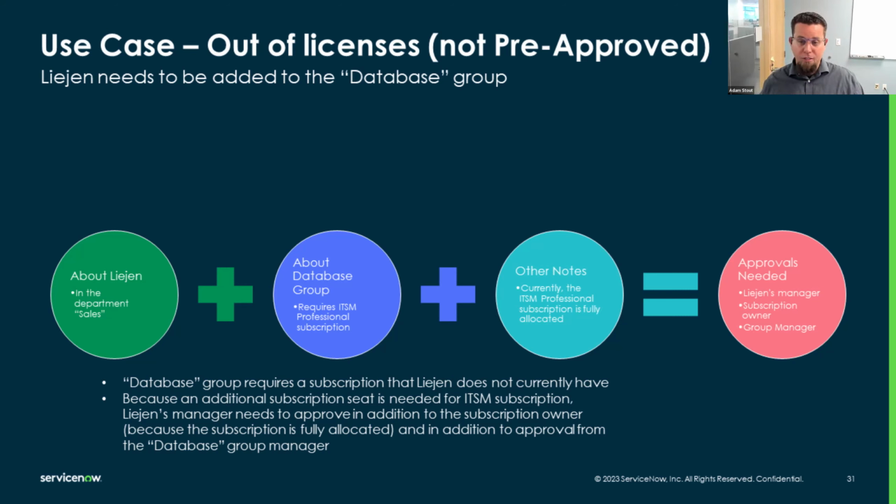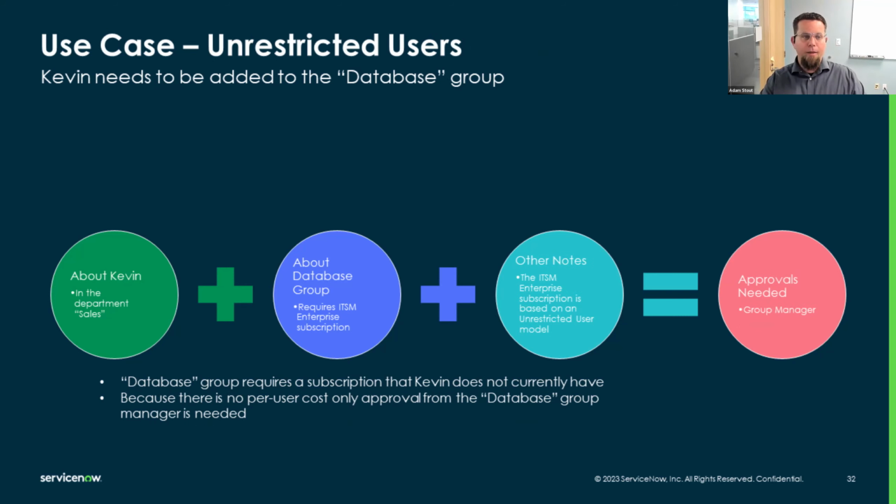And if you notice, in all of these examples, we're asking for a user to be added to the exact same database group, but the approvals are very different depending on other things we look through in that flow. And then we have the last one. The note here is that this was enterprise. It's a UU subscription. I could have Pro as a UU as well. I don't care. You can't be over allocated. There is no additional cost. So we just need the group manager. We always need the group manager. That's what we're putting in place.